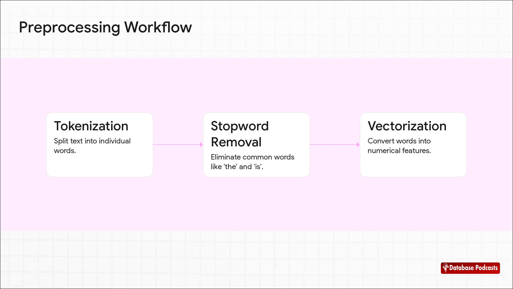First up is tokenization, which is just a fancy word for chopping up a sentence into individual words. Next is stop word removal. Here we get rid of all the common, boring words like the, is, and that just add noise. And finally, vectorization, which is the really crucial step of turning our clean words into numbers so a machine learning model can actually understand them.